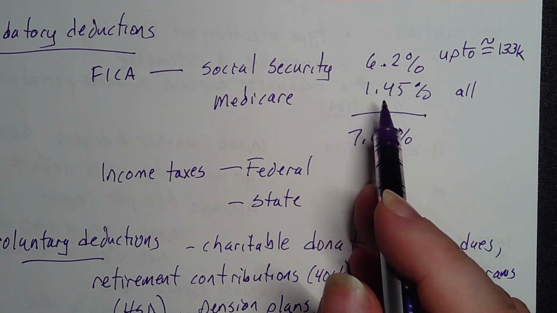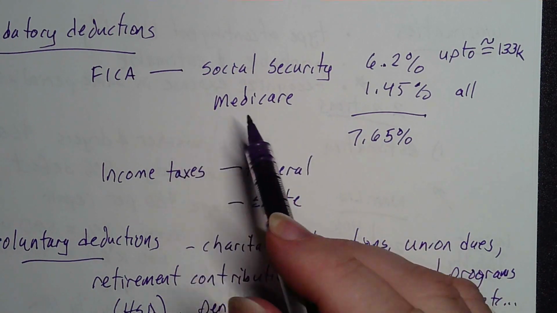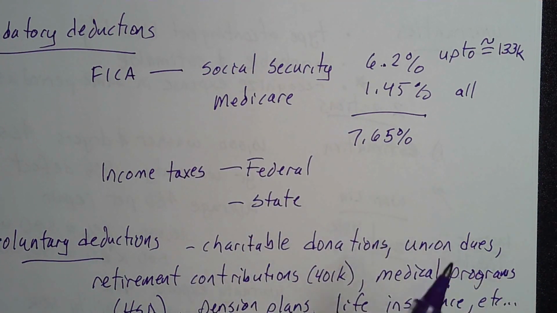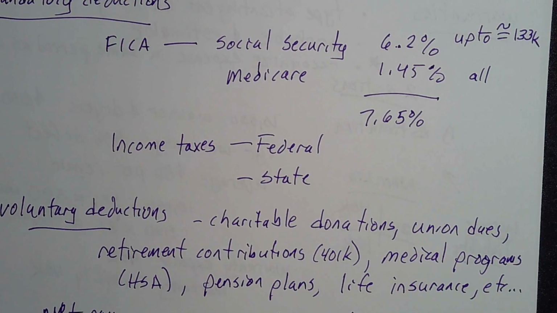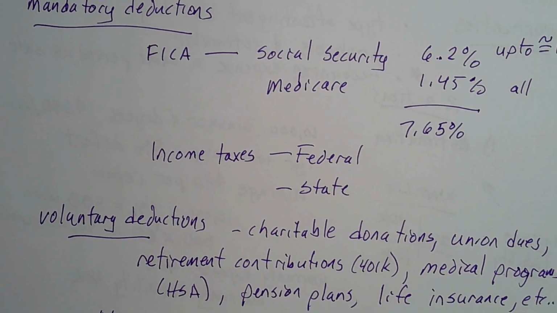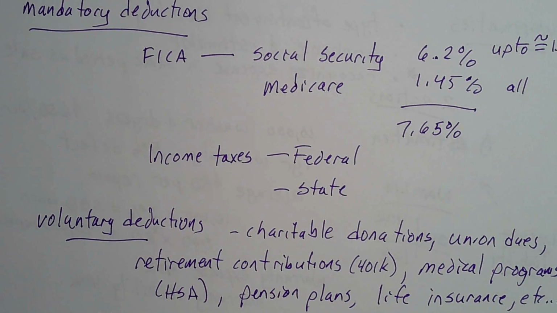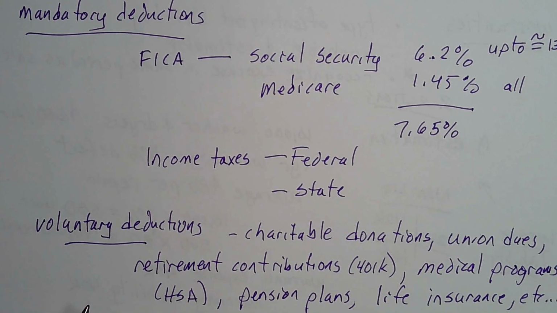Medicare is 1.45%. So together they make up 7.65%. So together, FICA is 7.65%. Then you're also required to pay federal and state income tax. Well, obviously we're here in South Dakota, and I just came from Texas. Both of those have no state income tax, which is great. I used to live in Florida, no state income tax.